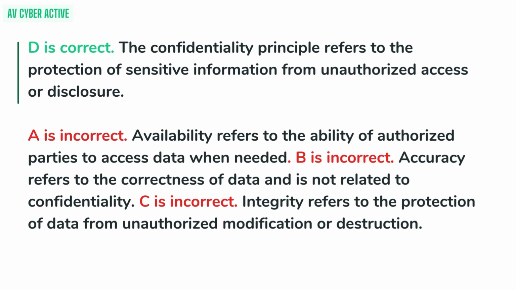A is incorrect. Availability refers to the ability of authorized parties to access data when needed. B is incorrect. Accuracy refers to the correctness of data and is not related to confidentiality. C is incorrect. Integrity refers to the protection of data from unauthorized modification or destruction.